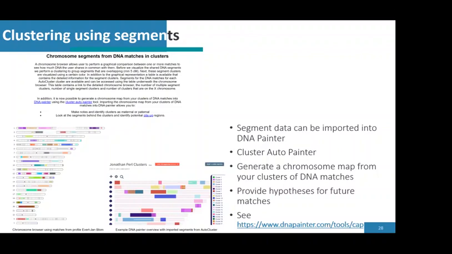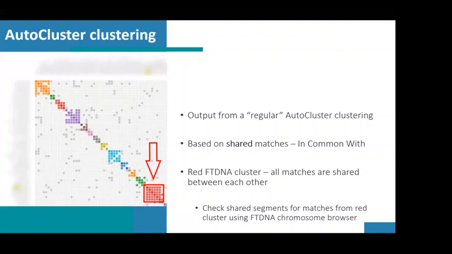You just check the DNA segment location of a new match and see if it overlaps with a previously characterized segment. Before we continue explaining how the AutoSegment works, it might be good to discuss the irregular clustering based on shared matches. So in this chart, the result is displayed of a regular AutoCluster clustering based on shared matches from Family Tree DNA.